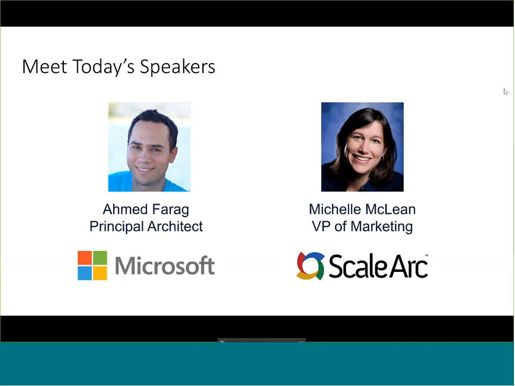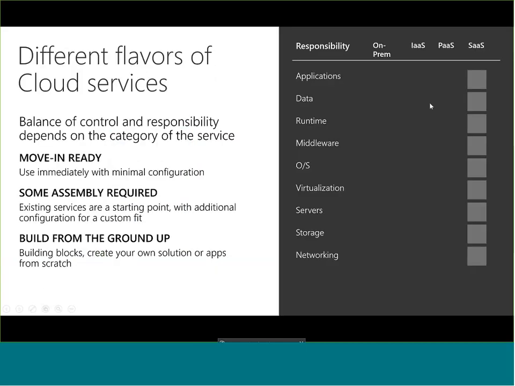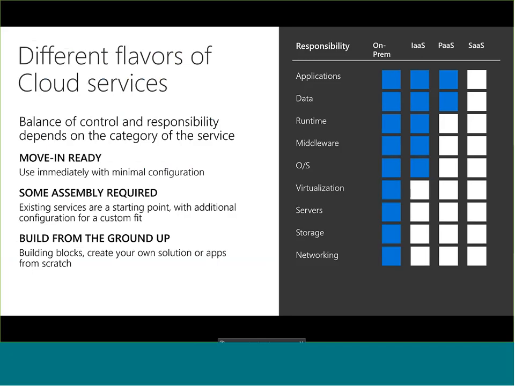Perfect. Thank you, Michelle. So what we're going to talk about today is developing intelligent apps on the cloud. And before we do that, I wanted to discuss all the different flavors of cloud services that we have today. So if you look at the cloud services that we have, specifically on Azure, we provide you the ability to build applications on IaaS, infrastructure as a service. And you also can build your applications on platform as a service, or you can build your applications on software as a service.